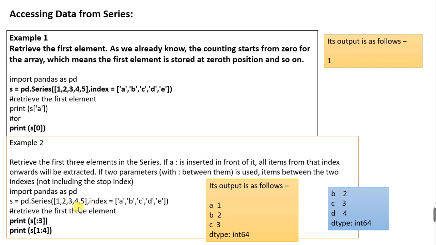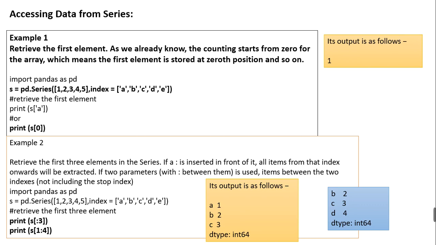So first three values only. It does not include the third index, that is the fourth value D. Similarly, if we specify both the parameters, first is 1 and second is 4, that means the start index is 1 and the stop index is 4. So as mentioned already, the items between the two indexes but not including the stop index. So index number 1 to 3 only. 1 to 3 means 2, 3 and 4 values. This is how the output will come. I hope it is clear, and it will be more clear once we cover the practical aspects of this.